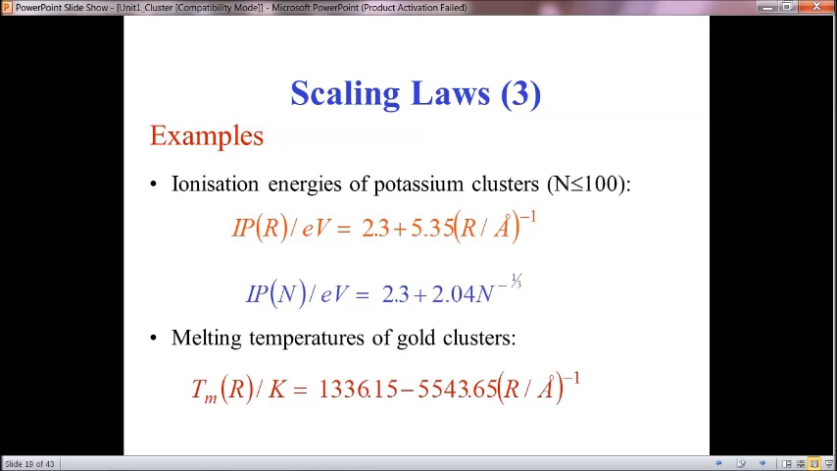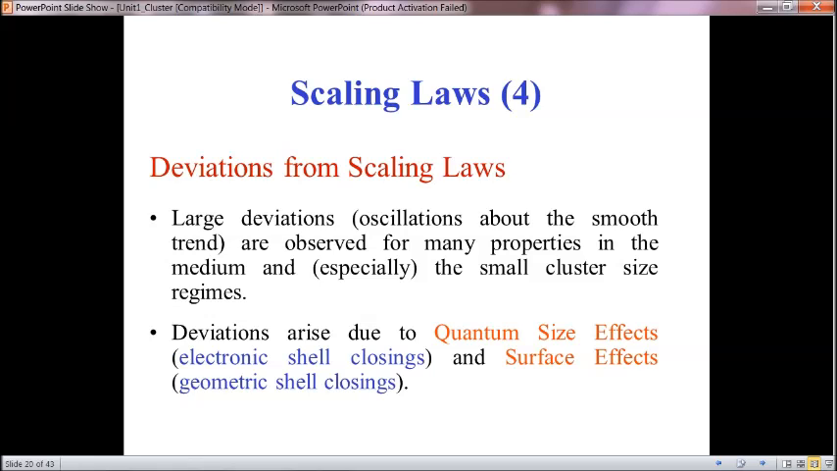So these are the examples to find the ionization energy and melting temperature for the nanoparticles. Then the deviation from scaling law is also there. The large deviations are observed for many properties in the medium and the small cluster size regimes, because those are all nanoparticles and those have the self-alignment property and those are very minute and it can rearrange themselves. We can't predict based on this scaling law as a fixed one.